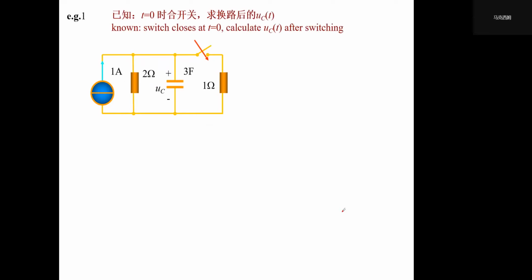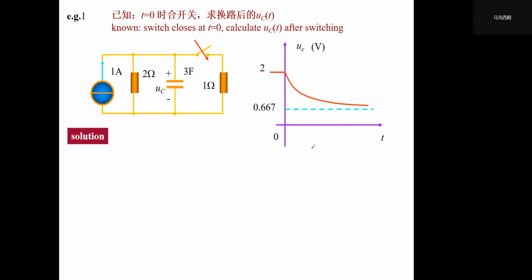So let's take an example. We know that at time 0, we close the switch. We would like to know the voltage UC after switching. And before switching, we see that the voltage on this branch is actually 2 times 1, which is 2 volts. And after a while, we see that the voltage on it will change.